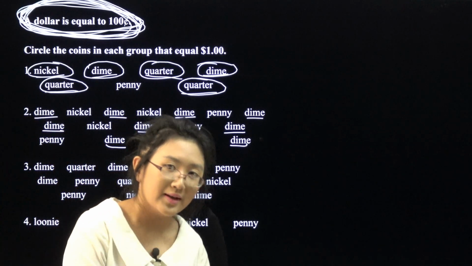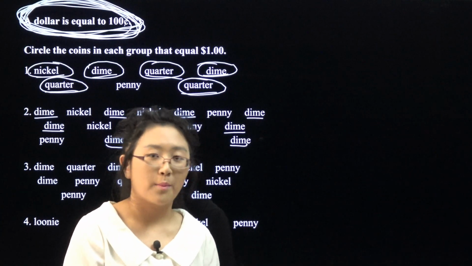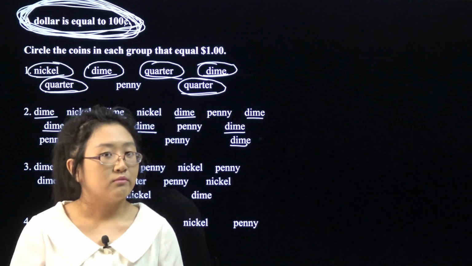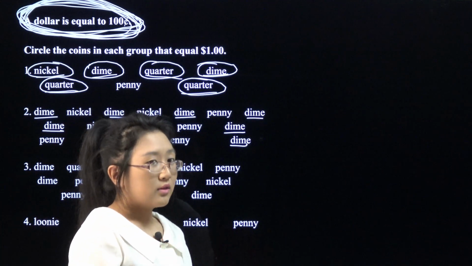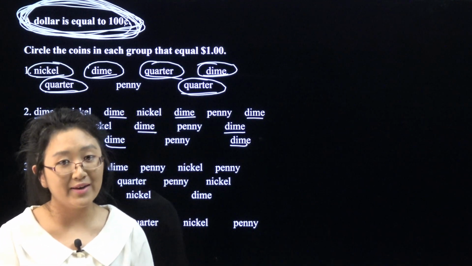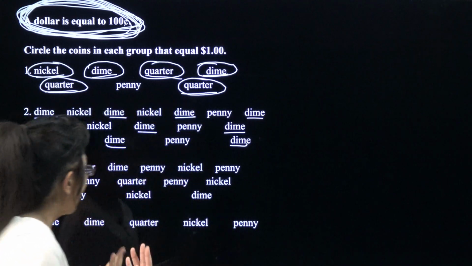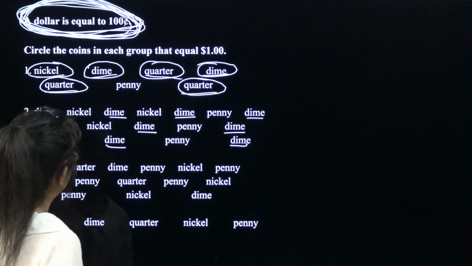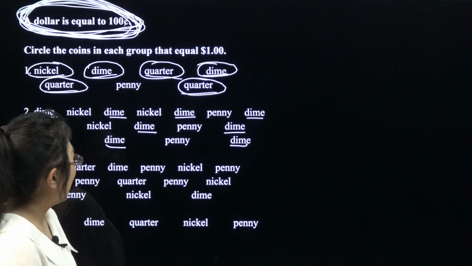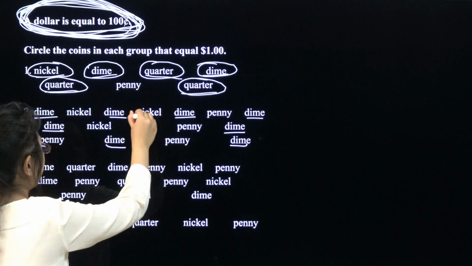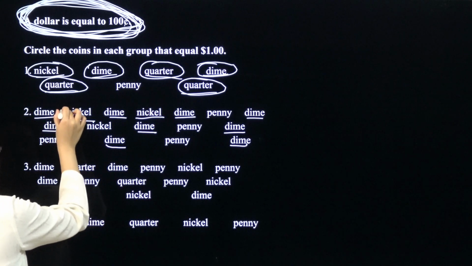Since a dime is 10 cents, how can we make a dime with nickels or pennies? Well, we could have 2 nickels, which is 5, 10 cents, or we can have 10 pennies, or we can have 1 nickel and 5 pennies, because that's 5 plus 5, which is 10. But we don't have 5 pennies. We have 1, 2, 3, 4 pennies, which means that we will have to use nickels only. And we can use 2 nickels, which we do have. All right, let's circle these.